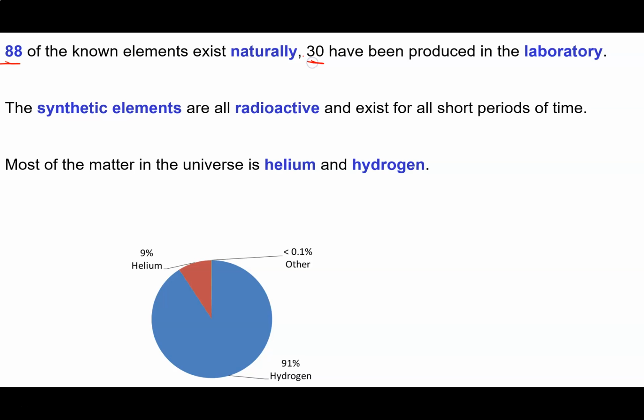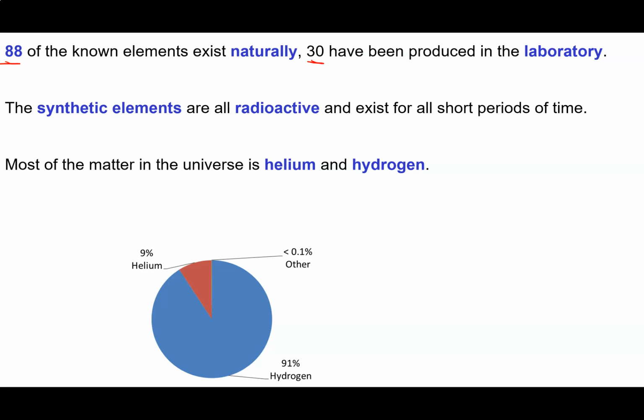The remaining 30 have all been made in the lab, and they don't exist for very long periods of time. They are all what we call radioactive. That's why we're not too fast if your periodic table is a bit of an older one and doesn't have like the last 4 or so elements in it.